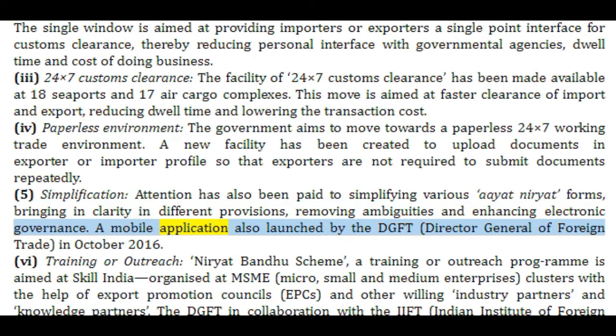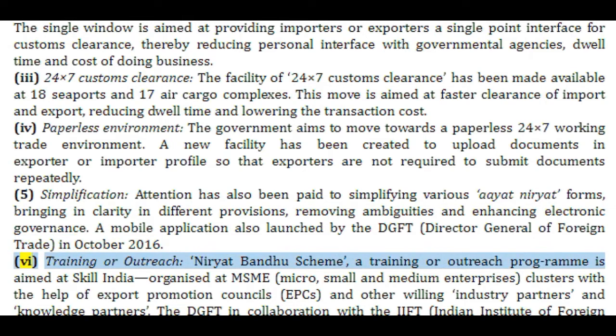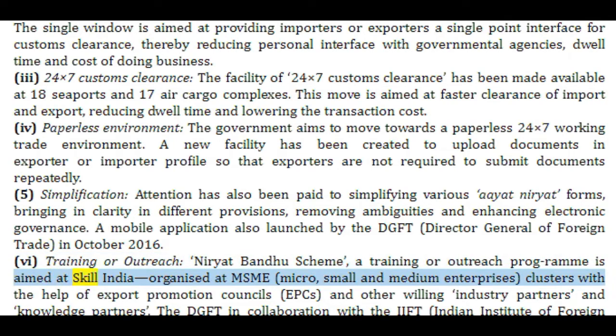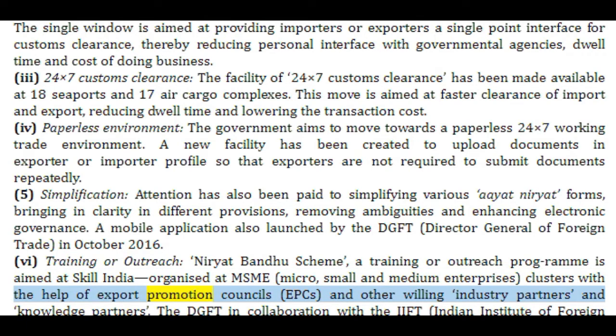A mobile application was also launched by the DGFT, Director General of Foreign Trade, in October 2016. 6. Training or outreach. Niryat Bandhu Scheme, a training or outreach program aimed at Skill India, organized at MSME, micro, small and medium enterprises, clusters with the help of export promotion councils, EPCs, and other willing industry partners and knowledge partners.